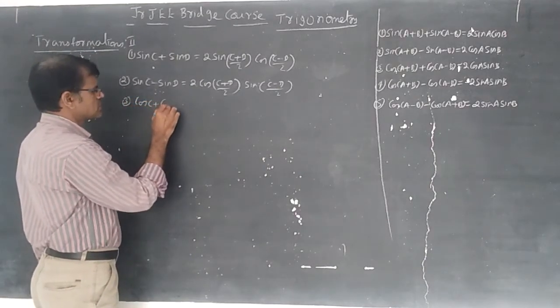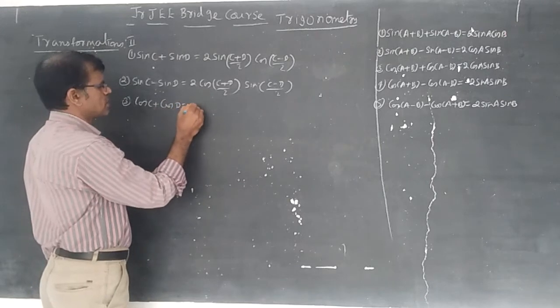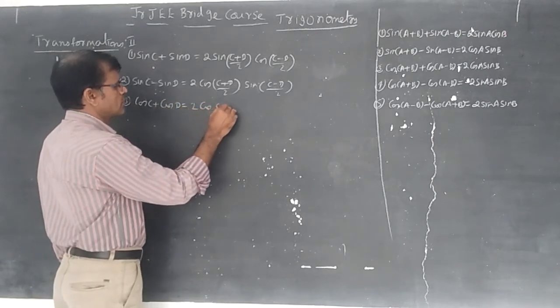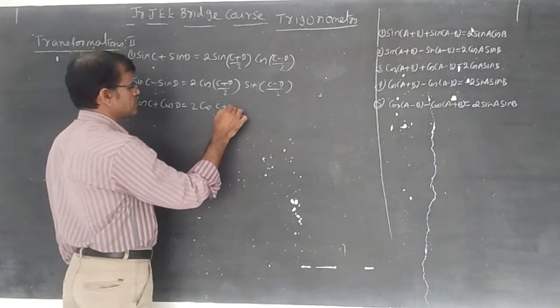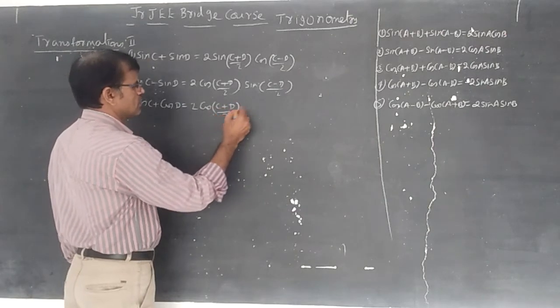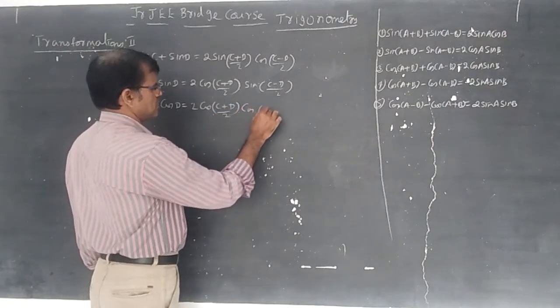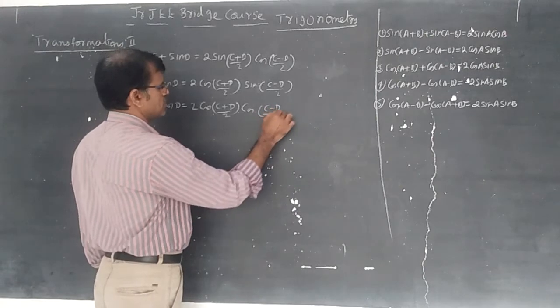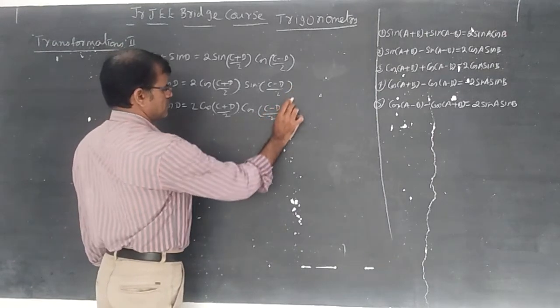Cos C plus cos D. Cos C plus cos D formula, third formula: 2 cos (C plus D) by 2. Depending on the formula 2 cos A cos B, it is 2 cos (C plus D) by 2 into cos (C minus D) by 2.